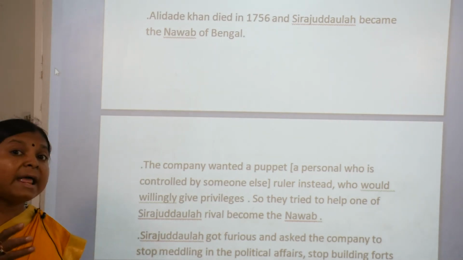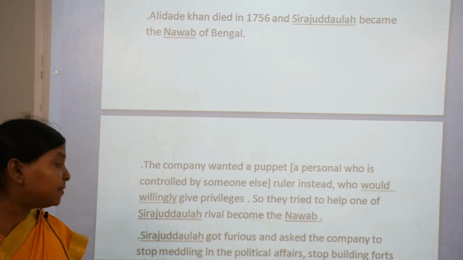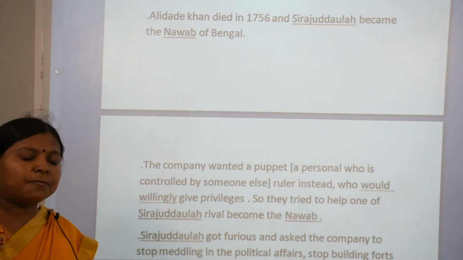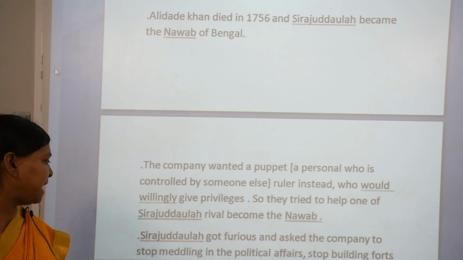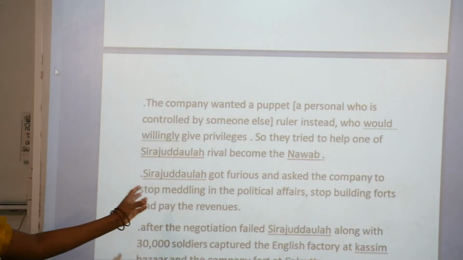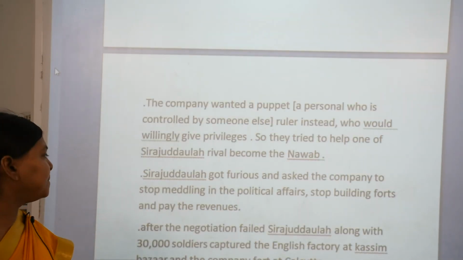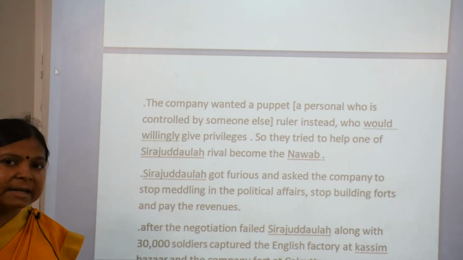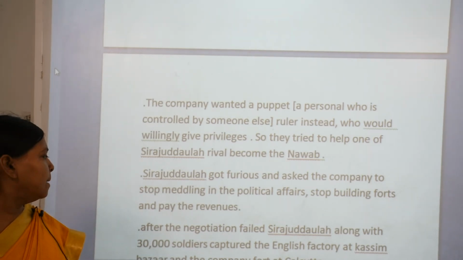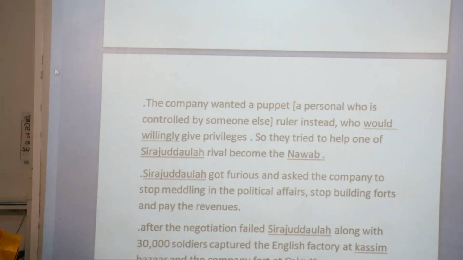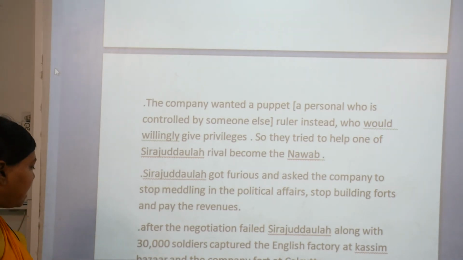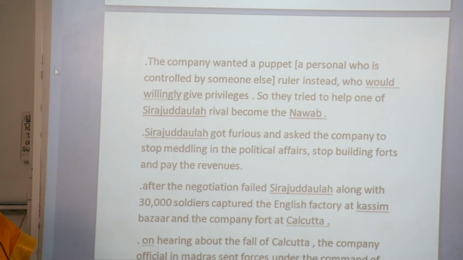So they tried to help one of Sirajuddaula's rivals become the Nawab. In this way they bribed them. Sirajuddaula got furious and asked the company to stop meddling in these political affairs, and he stopped building forts, and he stopped paying the revenues. When the negotiation failed, Sirajuddaula, along with 30,000 soldiers, captured the English factory at Qasim Bazar, and the company fought at Kolkata.